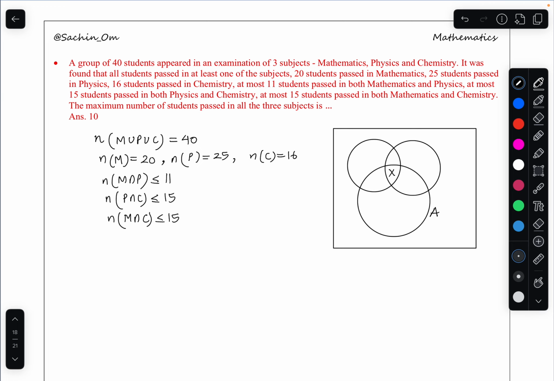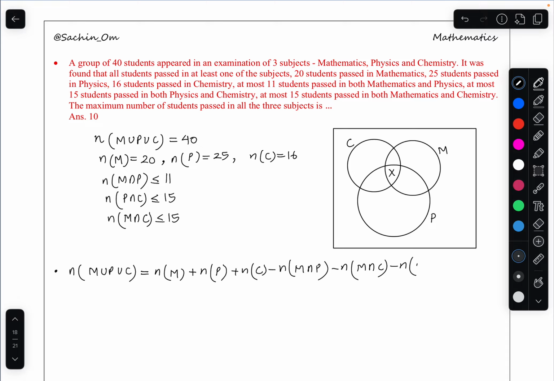Let me call this P, this be M, and this be C. So X is what we are interested in. Let me use the relation again. The number of elements in M union P union C is equal to the number of elements in M plus the number of elements in P plus the number of elements in C, minus the number of elements in MP, the number of elements in MC, the number of elements in P and C, and lastly plus the number of elements in all three.